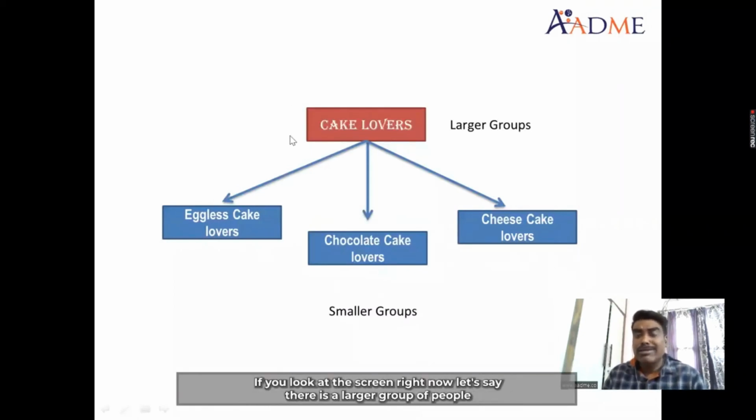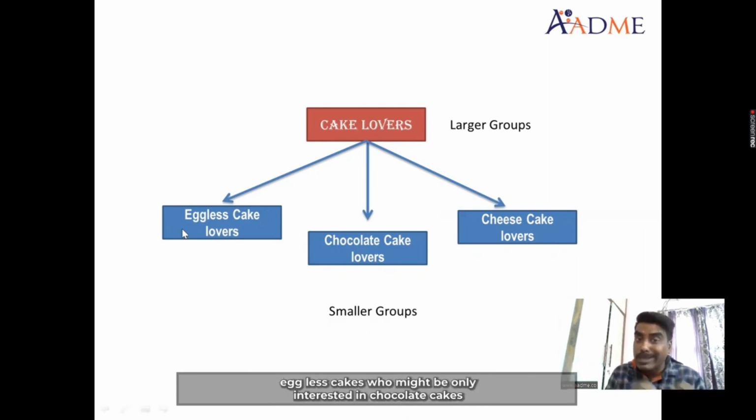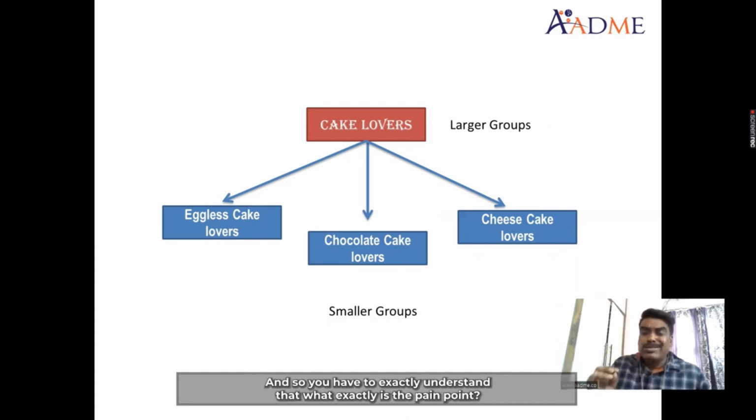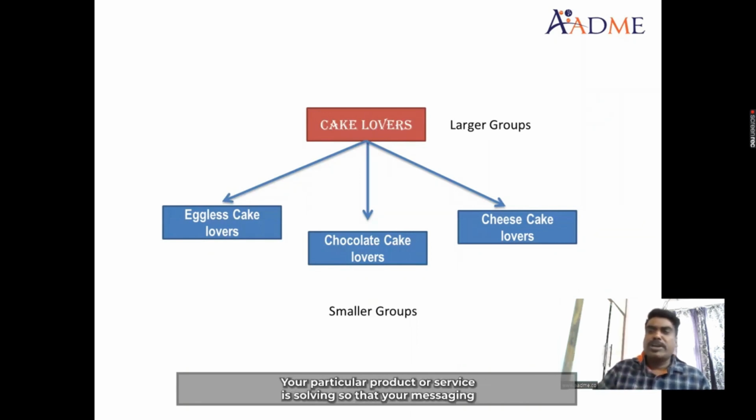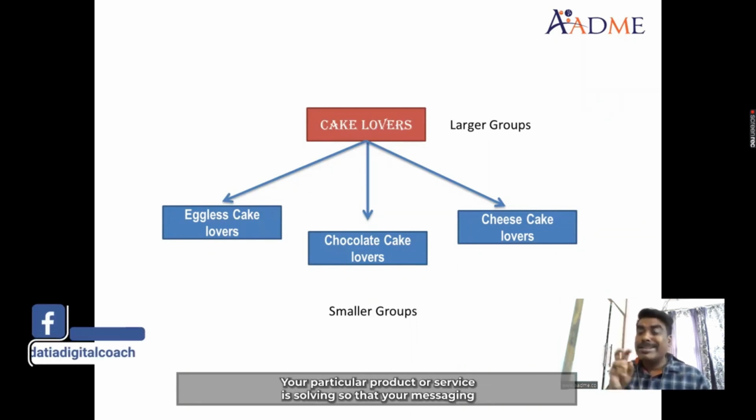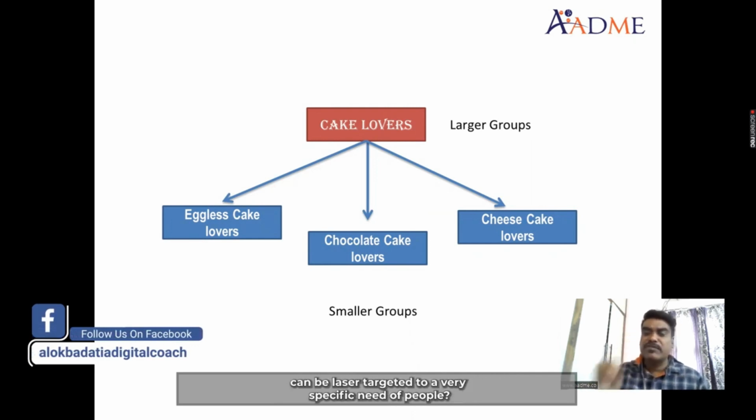If you look at the screen right now, let's say there is a larger group of people who love cakes. But within that larger group of audience who love cake, there might be a smaller group who love eggless cakes, who might be only interested in chocolate cakes. There might be a set of people who are only interested in cheesecakes. Right. So you have to understand exactly what pain point your product is solving, what aspirations, needs and preferences your particular product or service is addressing, so that your messaging can be laser targeted to a very specific need of people. This is where the sale happens.